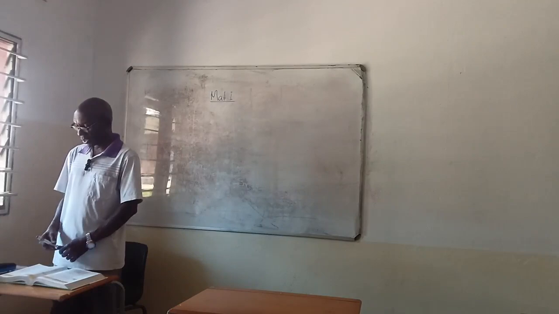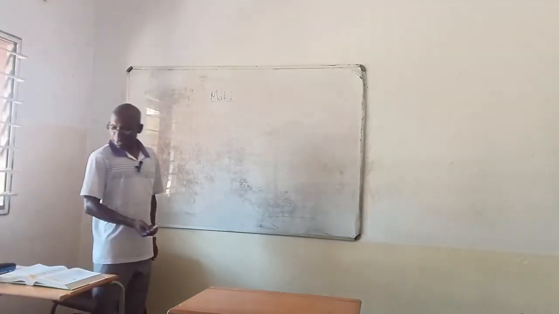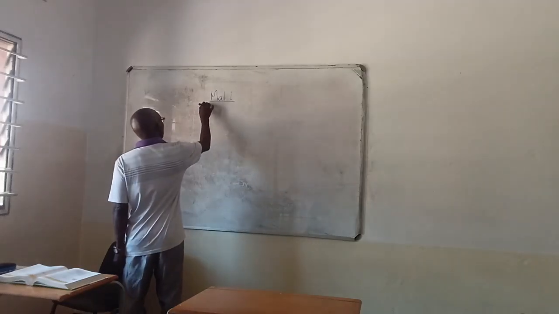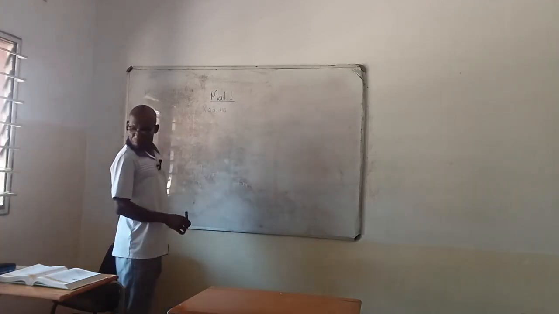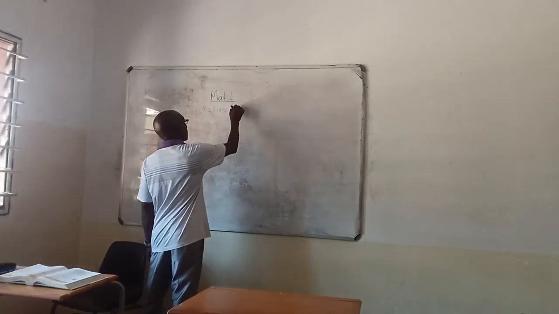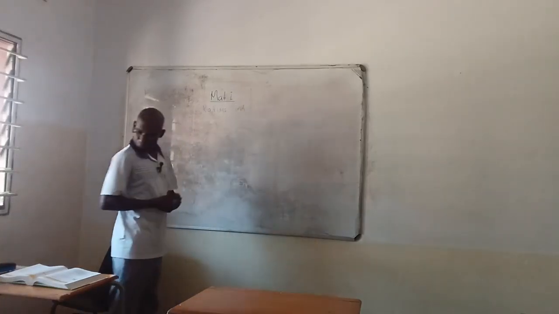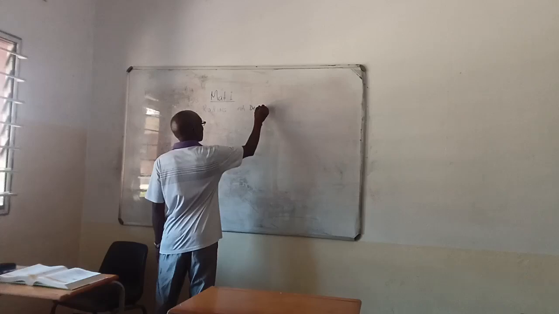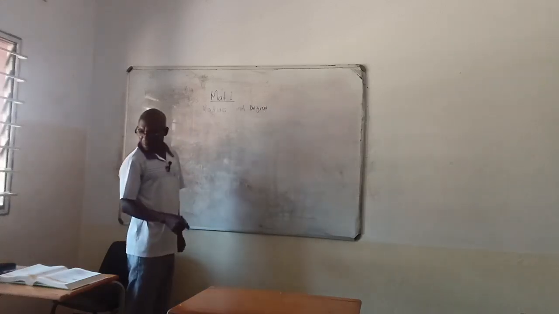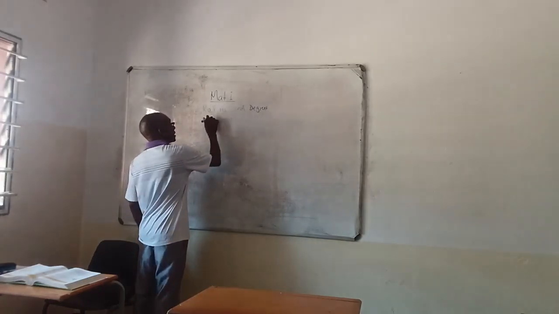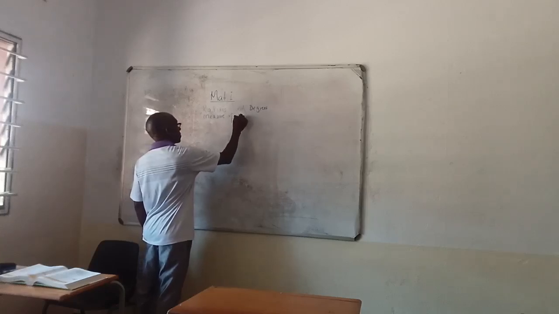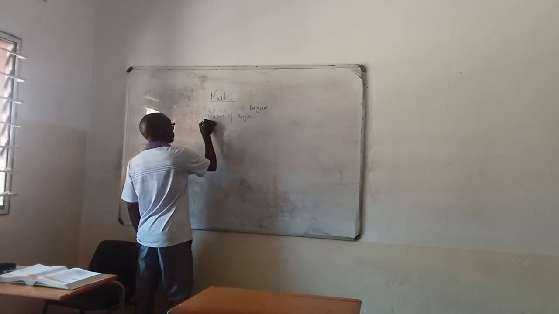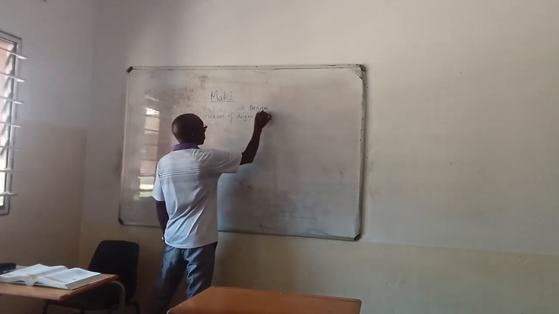Let's look at radians, degrees, measures of angles. Radians and degrees, measures of angles. Right?